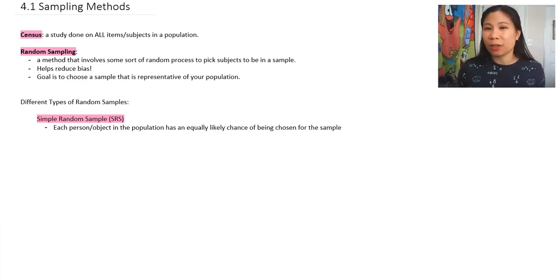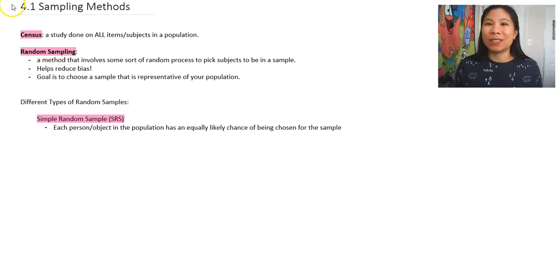So the most basic way to do this is called a simple random sample. First of all, simple random sample has a lot of syllables, so we're usually going to refer to this as an SRS. Basically, in a simple random sample, every person within the population has an equal chance of being selected to be in the sample.